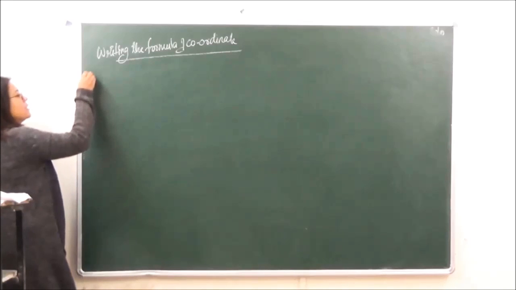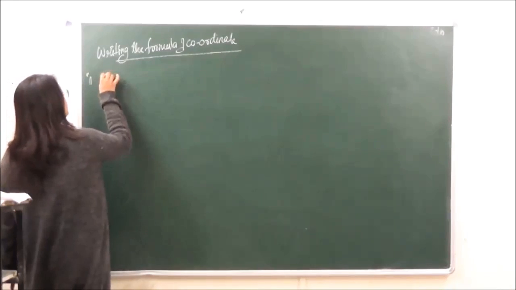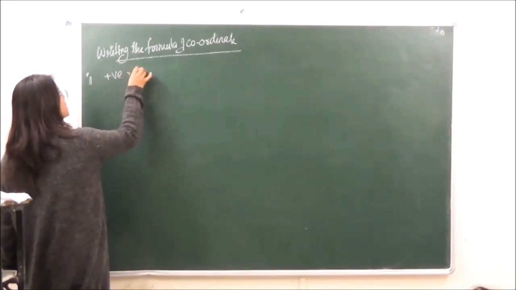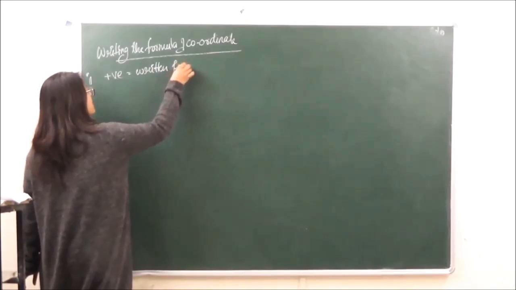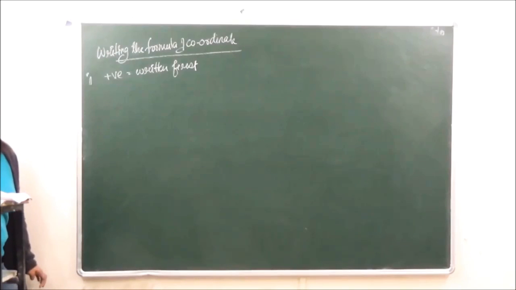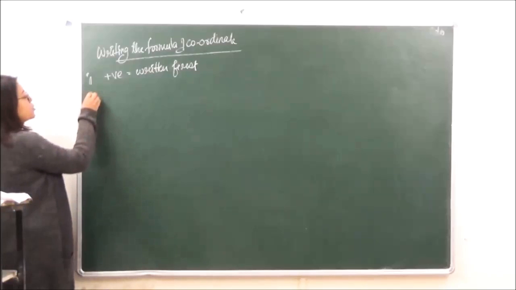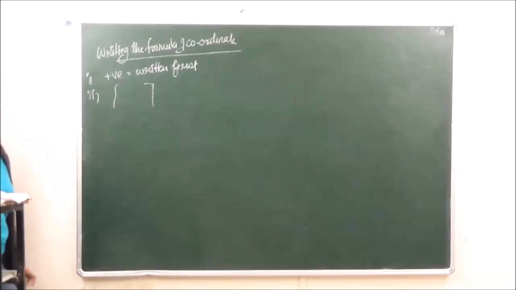First rule is the formula of the cation is always written first, whether it is a coordinate entity or a normal counter ion. So positively charged will be written first. Okay? Then the coordination sphere is written in square brackets. This we already know. The coordination entity is going to be written in square brackets.